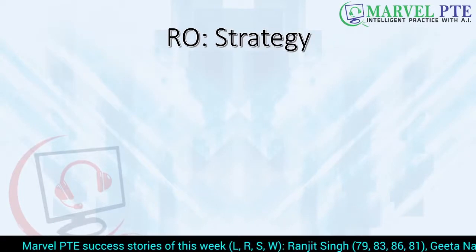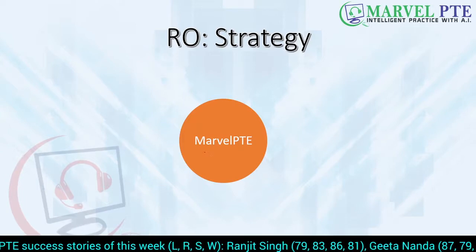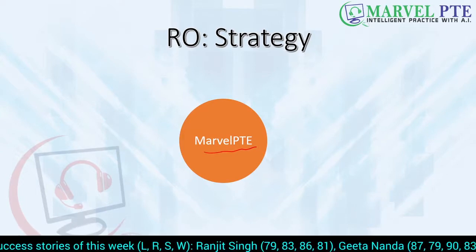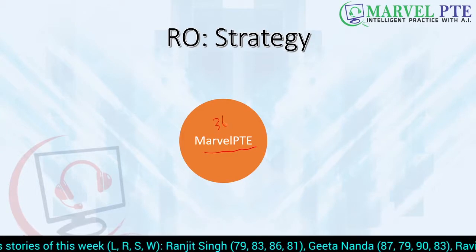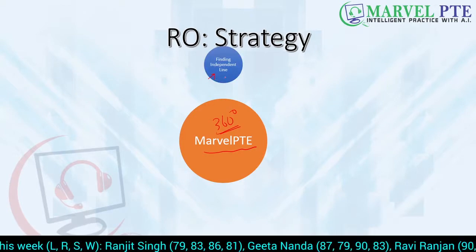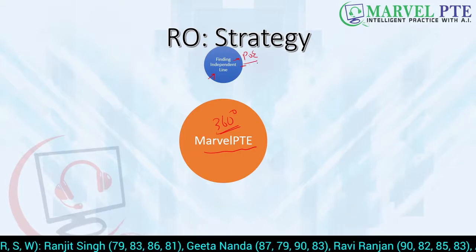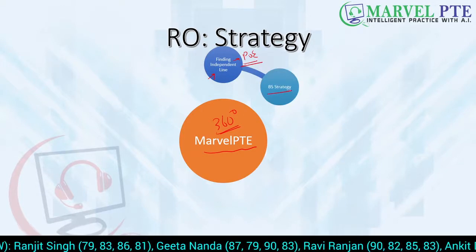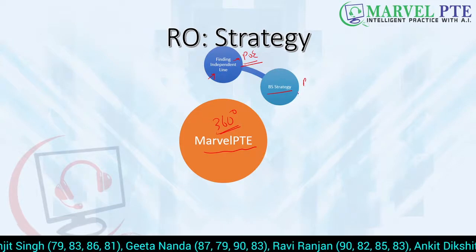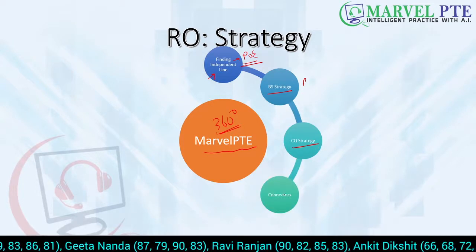So what is our reorder paragraph strategy? Our reorder paragraph strategy consider Marvel PTE's strategies as the center. We provide 360-degree complete solution. So first we have to look for independent line. You had seen we had used process of elimination for finding independent lines. Then BS strategy, which is broad to specific strategy. Then CO strategy, chronological order strategy.